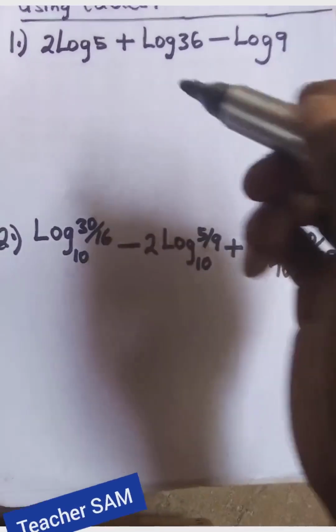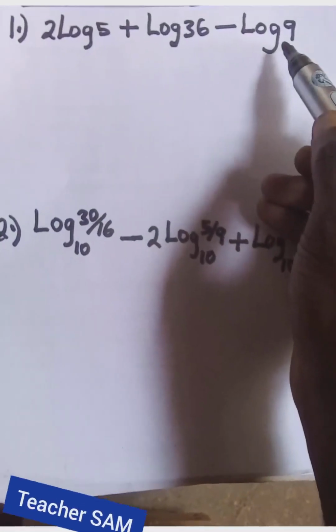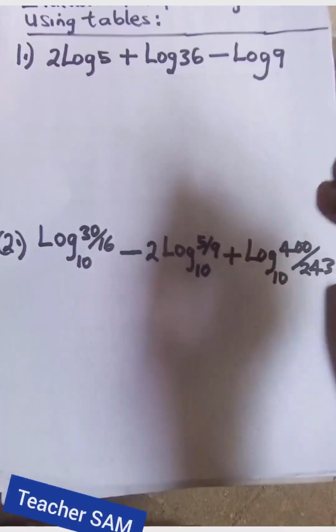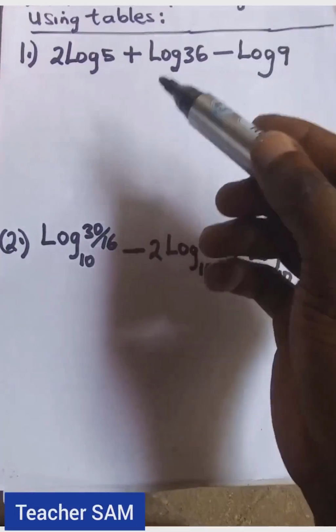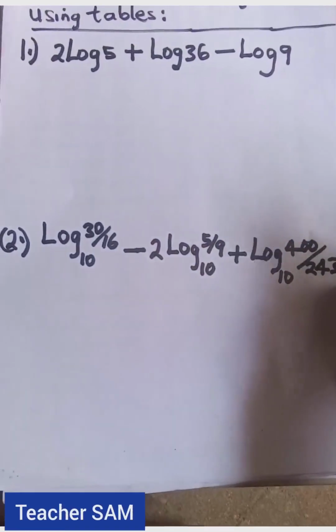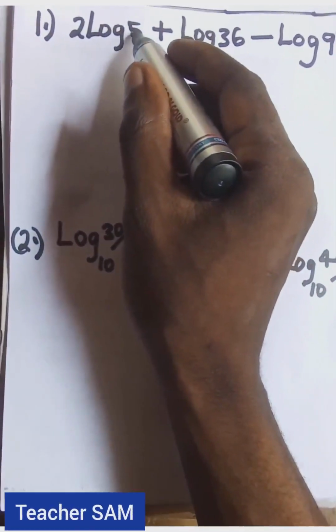Now note, since there is no base indicated, it means they are in the natural base 10. So you treat it in base 10. Whenever you don't see any base, know that they are in base 10. So we are going to solve it using base 10. Now we quickly solve this. Let's return this back here.